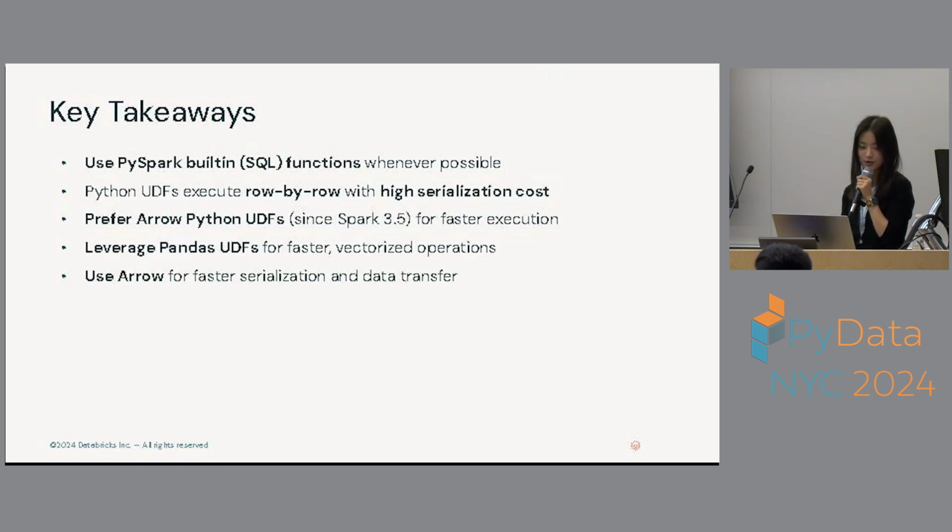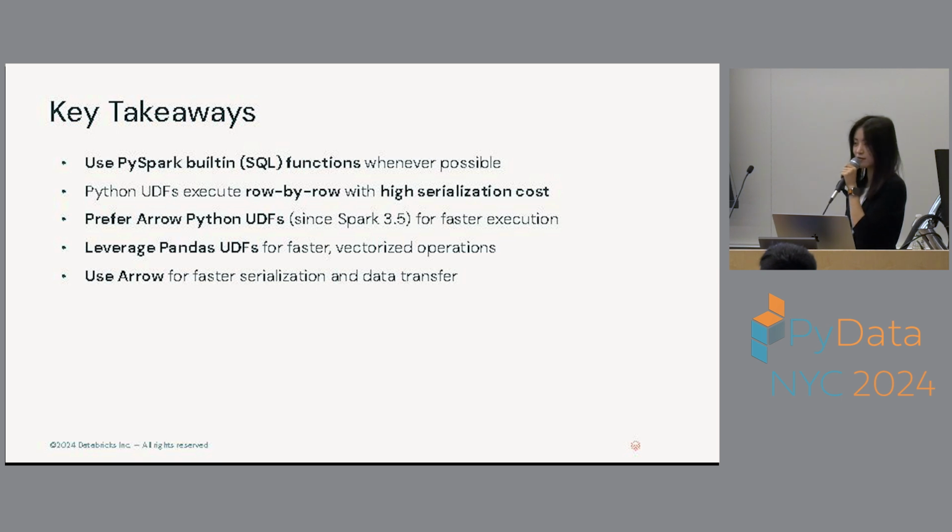Okay, so here are some key takeaways. First, always use PySpark's built-in UDFs or SQL UDFs. They are much, much faster because they just run directly in the JVM. You don't even need a separate Python process here, so that eliminates the entire overhead of having Python processes.